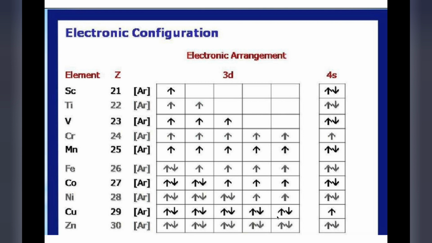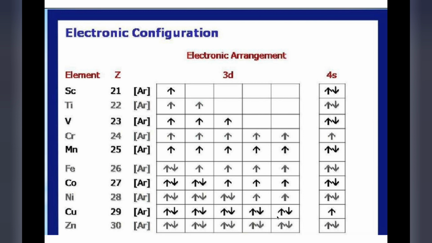One particular thing you can see in this figure is that for chromium, with atomic number 24, we have only one unpaired electron in the 4s orbital. Also for copper, with atomic number 29, only one electron is unpaired. Except for those, all the other elements here have a pair of 2 electrons in the 4s orbital. You can see that scandium has only one electron in the 3d. For the next, atomic number 22, 2 electrons, then after that 3.